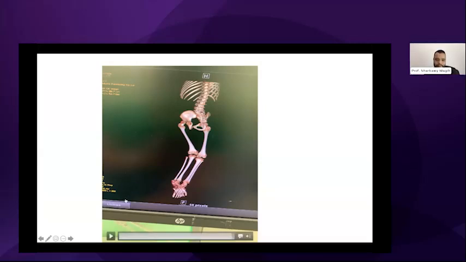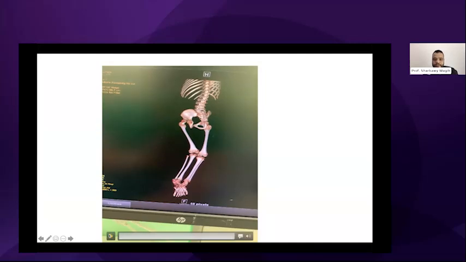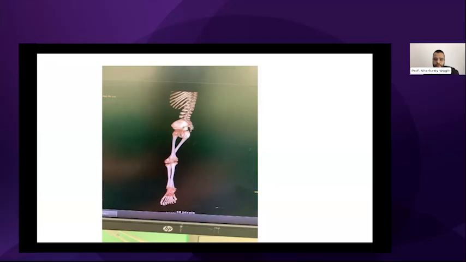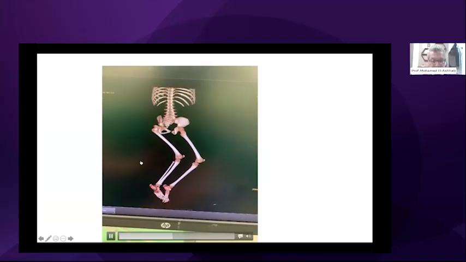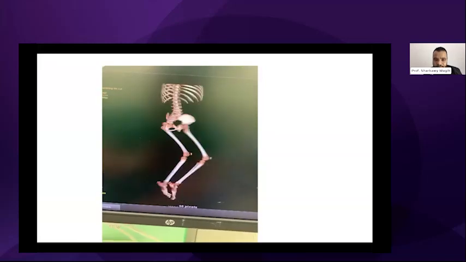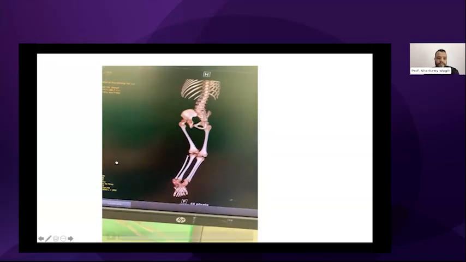This is a 3D CT that shows how high the anteversion is in this category. The video is working? Yes, sir. The contralateral side, which looked fine, is not fine. It has very high anteversion and dysplasia.